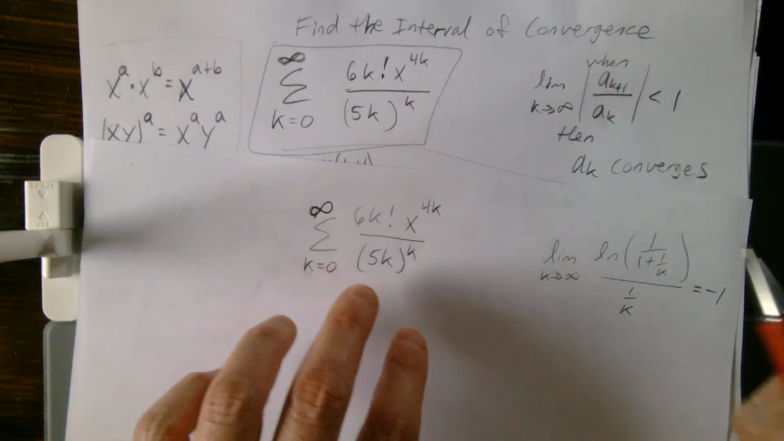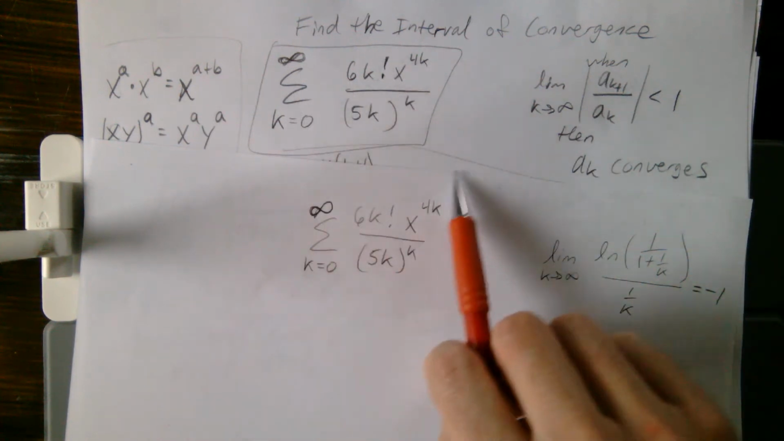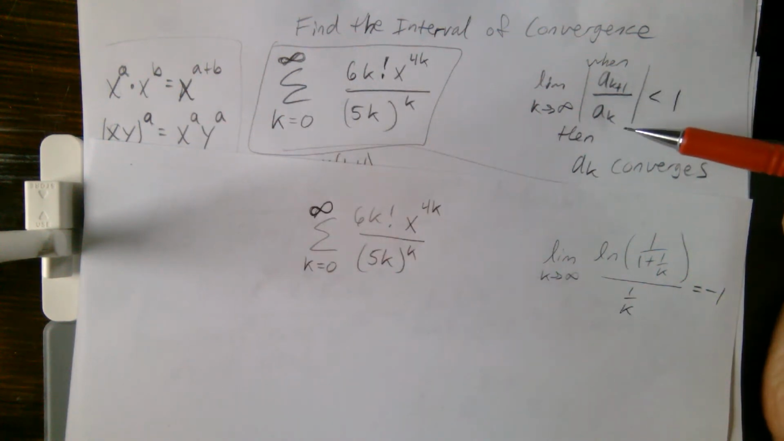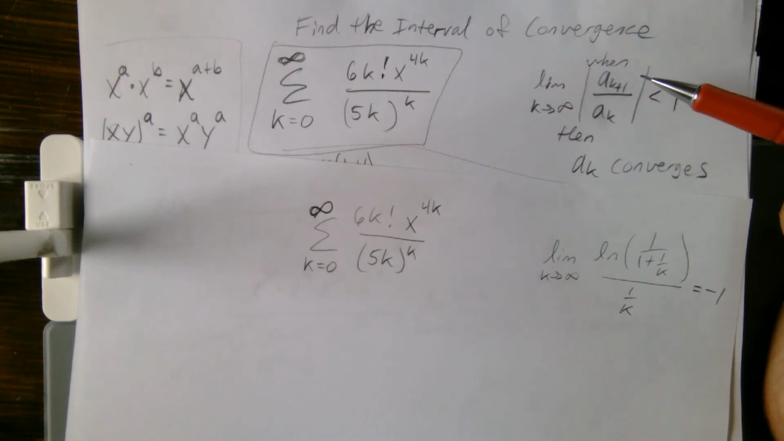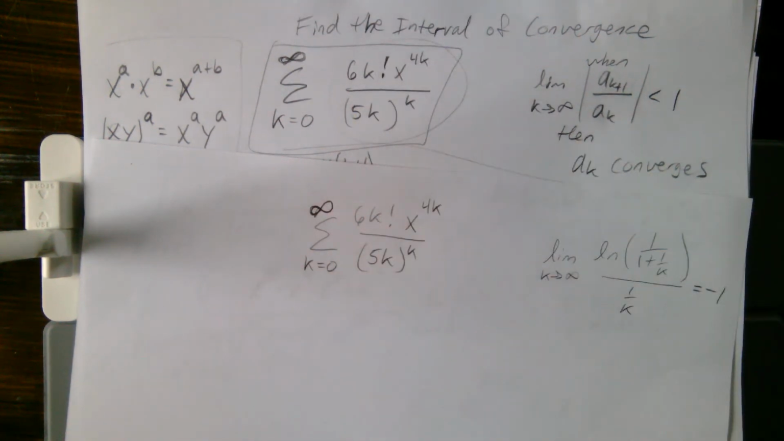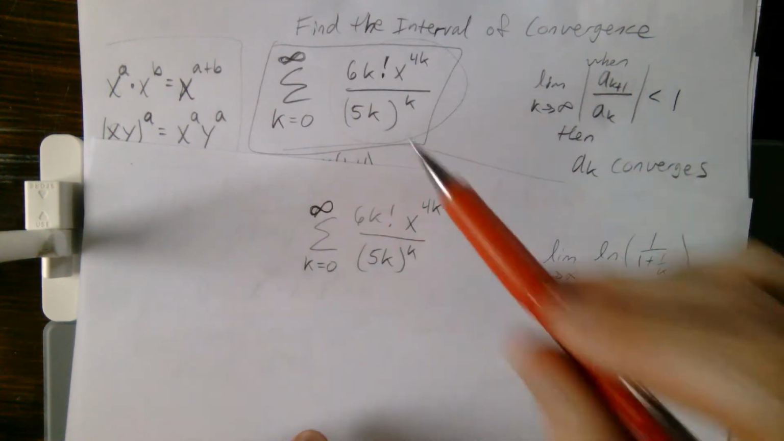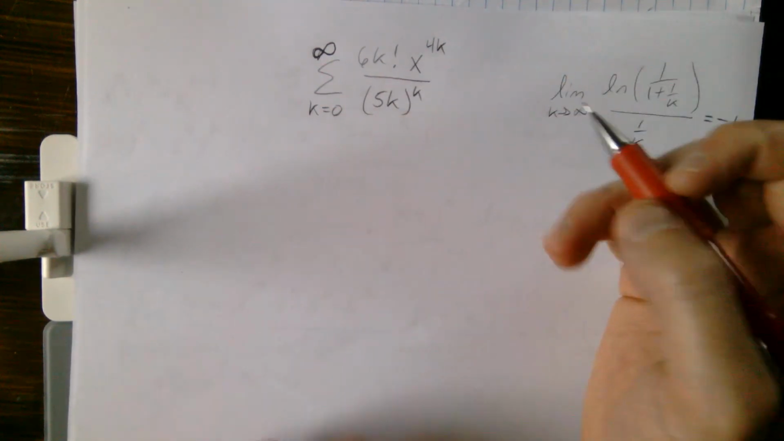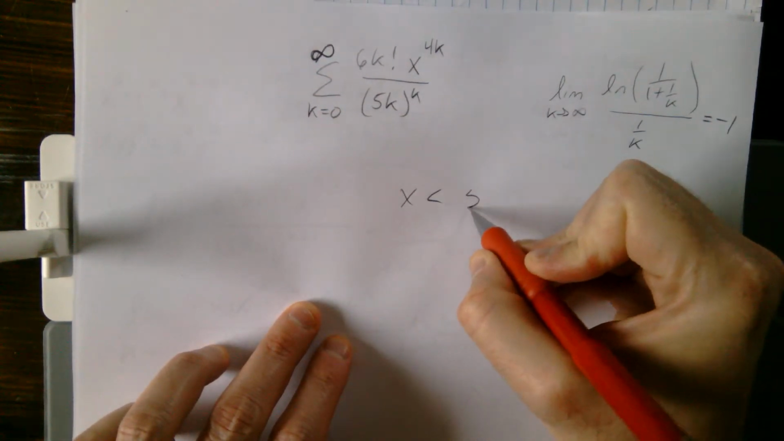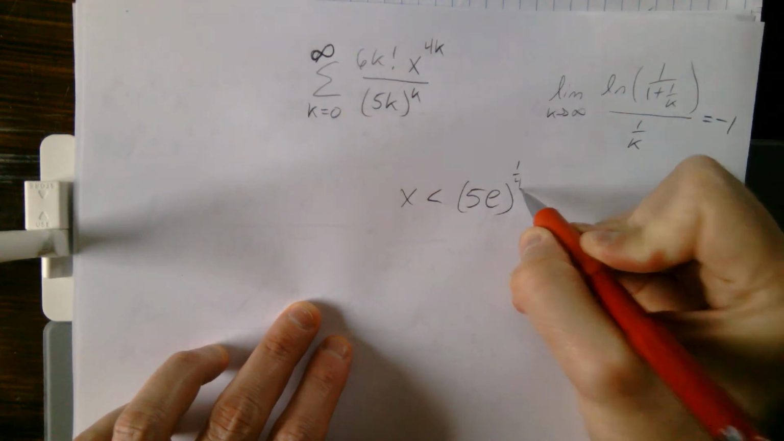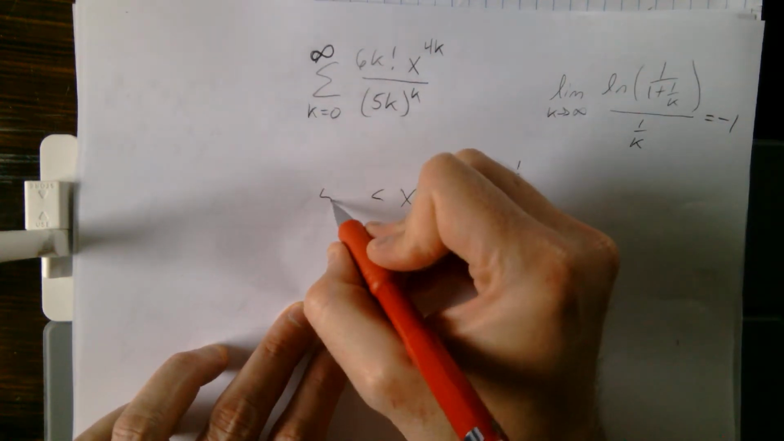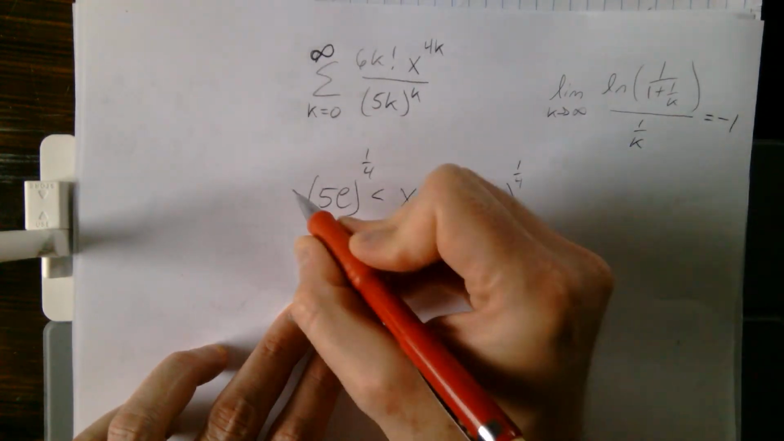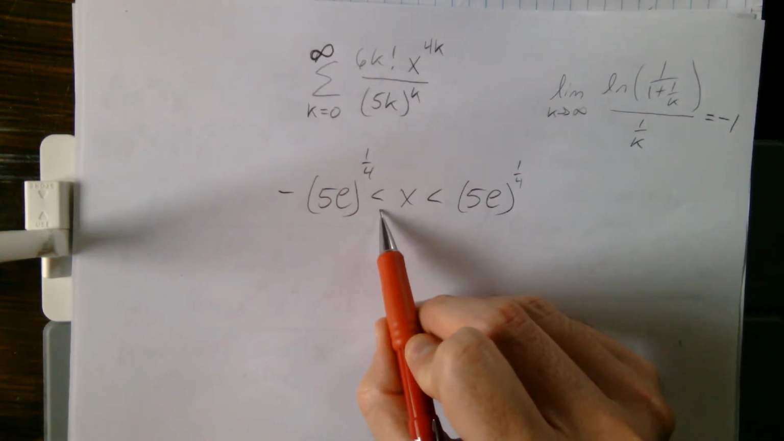So in the last video, we determined the interval of convergence for this power series. We used a ratio test, the absolute value of the ratio of a_(k+1) over a_k is less than 1, this being a_k. We found that this will converge if the interval is between plus and minus the radius of convergence. As this is centered at 0, we found that the fourth root of 5e is the radius. What we didn't find was whether we include the endpoints.